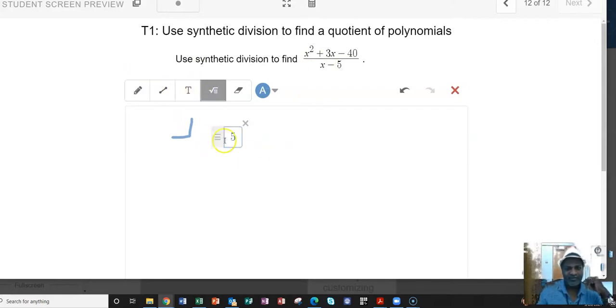Now this 5 comes from the divisor, x minus 5. Whatever we put inside the box is whatever we're subtracting. So this is x minus 5, we're subtracting the 5, so we just put the 5. Or you can think of it as the opposite. At any rate, the divisor is x minus r, so whatever r is, that's what goes there. In this case, r is 5. That's going to be our divisor.